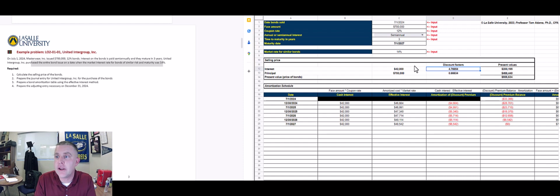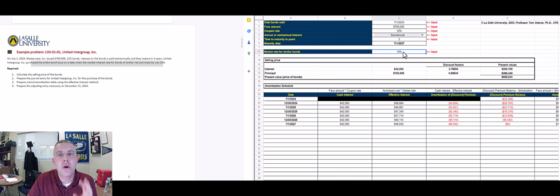You could calculate it here in the spreadsheet. And if you need additional help with that, I'd be happy to make a video, or I'd be happy to walk you through that in person. But that's what this factor is here. This is from the present value of an ordinary annuity of $1 table, where N, the number of periods, is 6, right? Remember, we have a 3-year bond that's paying interest every 6 months, so 2 payments per year times 3 years, that's 6. And we're going to discount this at 14%, which is the market rate.